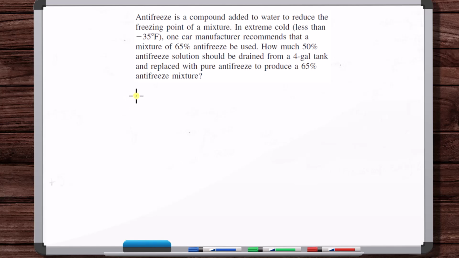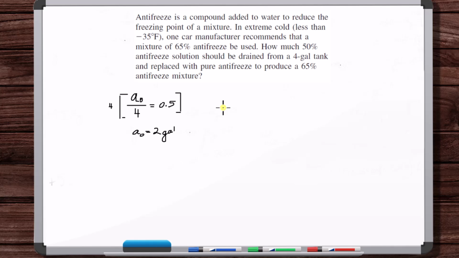So A initial, we'll call it A at time 0, A0. That's the amount of antifreeze in gallons, divided by 4, is equal to 0.5. If we multiply both sides of this equation by 4, we get 2 gallons of antifreeze. That's what we're starting with.